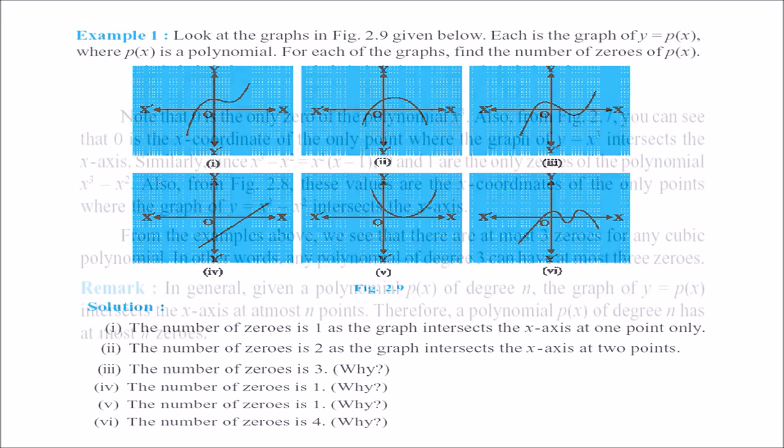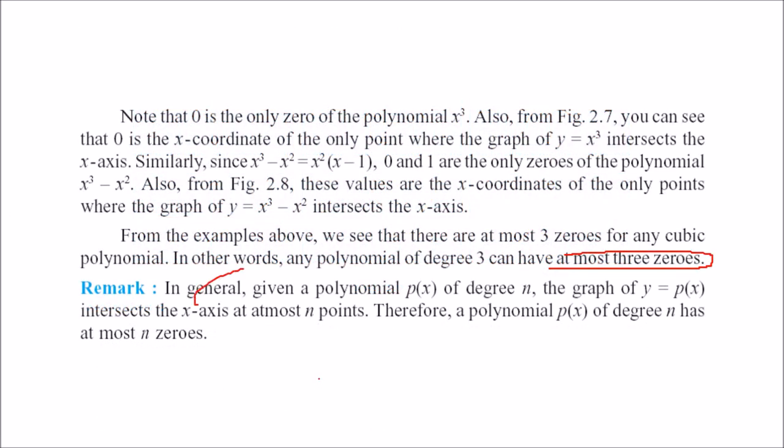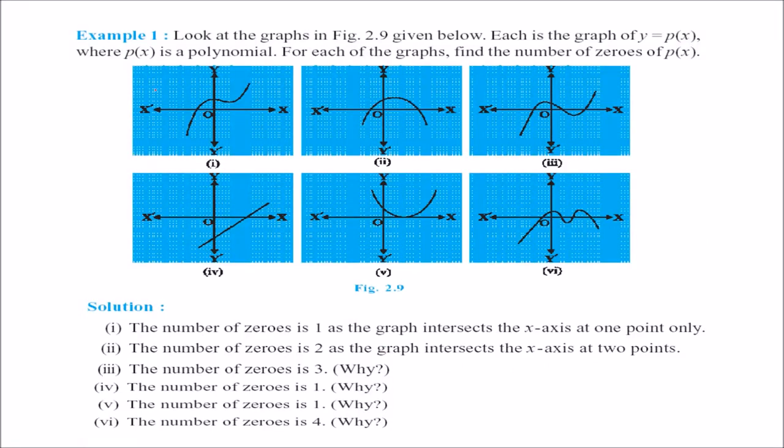And in general, if you have a polynomial of degree n, highest degree n, the maximum possible roots or zeros can be n. Now let us look at these graphs and try to find out the number of zeros.